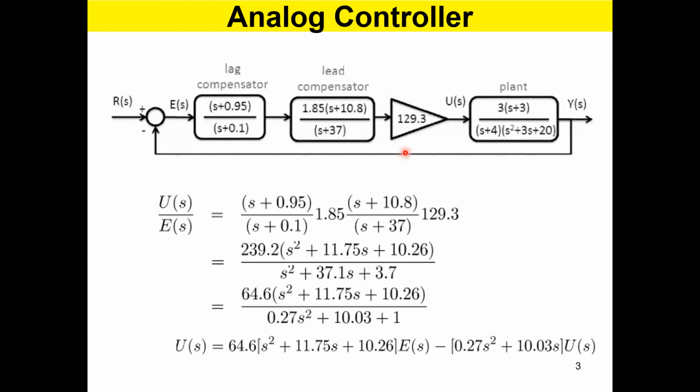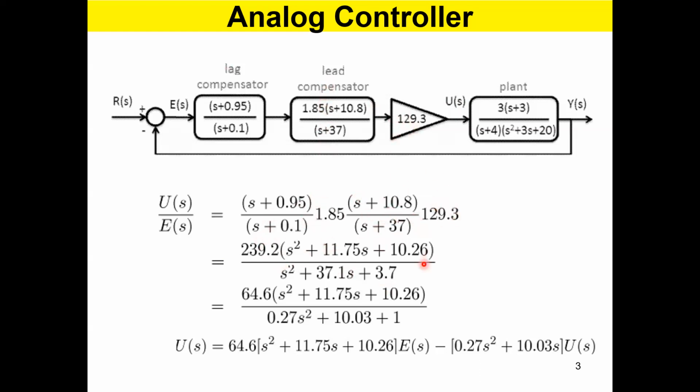Now, if you take the controller as a block, from here to here, it has an input and its own output. So the input to the controller is the error E(s), and the output from the controller is the control signal U(s). If you write the controller transfer function, which is U(s) over E(s), it will be just these 3 blocks. You have the lag compensator, the lead compensator and the gain.